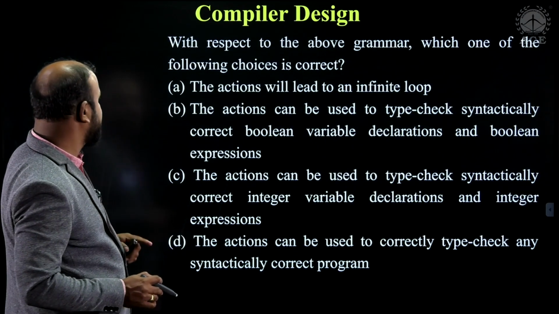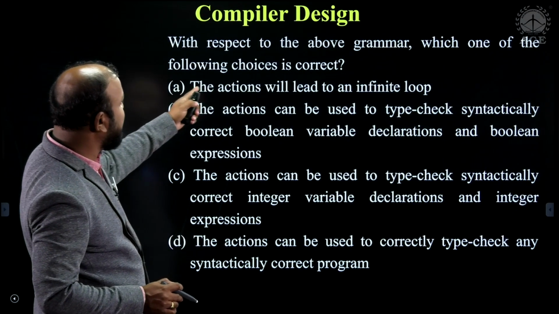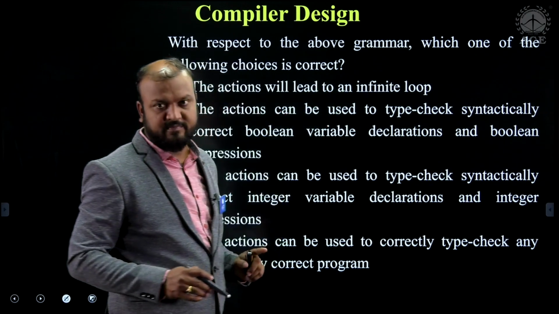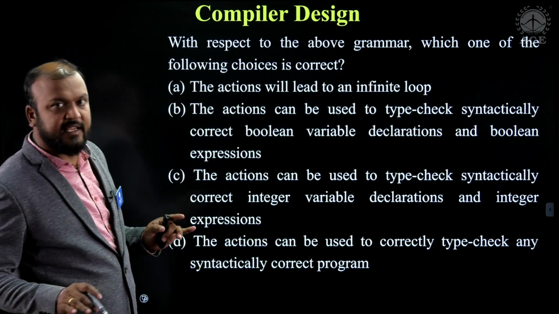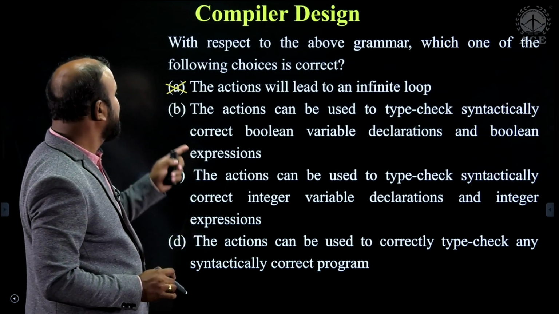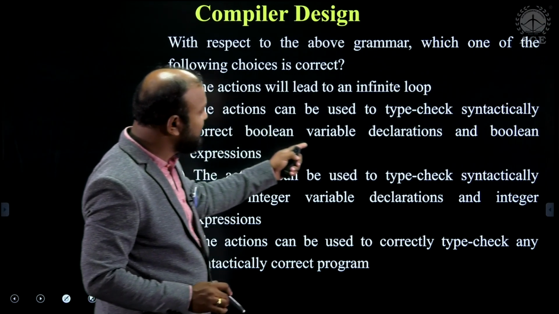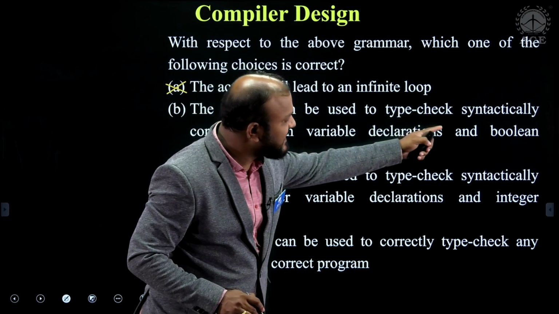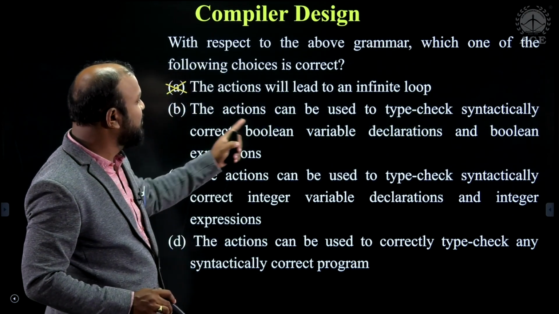Now coming to the options. Option A says the actions will lead to an infinite loop. So it is not going to lead to any infinite loop. So option A is ruled out. Option B, the actions can be used to type check syntactically the correct Boolean variables.